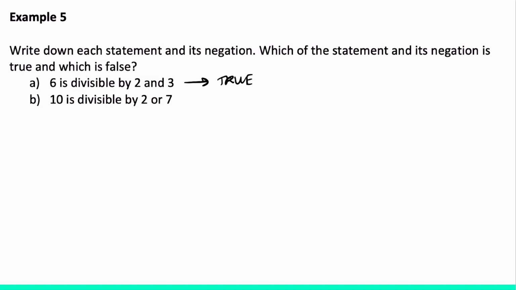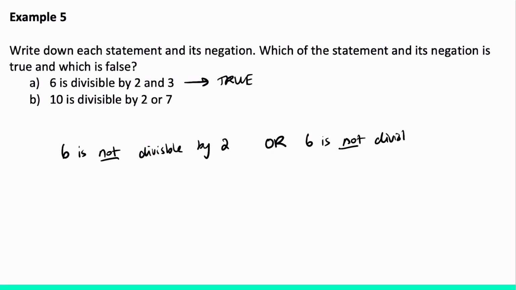So if we were to negate it, we essentially want to create a false statement. We know that we need to negate each individual part. So we would say 6 is not divisible by 2, or 6 is not divisible by 3. So now when we have a look at this statement, this is false, this is false. So overall, this whole statement is false, which is what I expect when I negate a statement that is true. Now this is for part A.